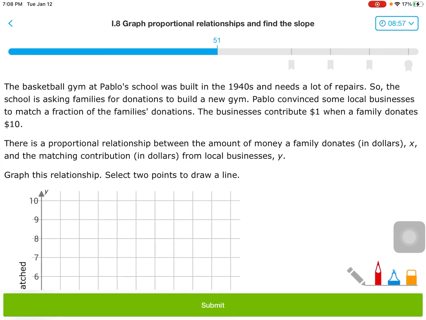All right, the basketball gym at Pablo's school was built in the 1940s and needs a lot of repairs. So the school is asking families for donations to fund a new gym. Pablo convinced some local businesses to match a fraction of the families' donations. Businesses contribute $1 when families donate $10.